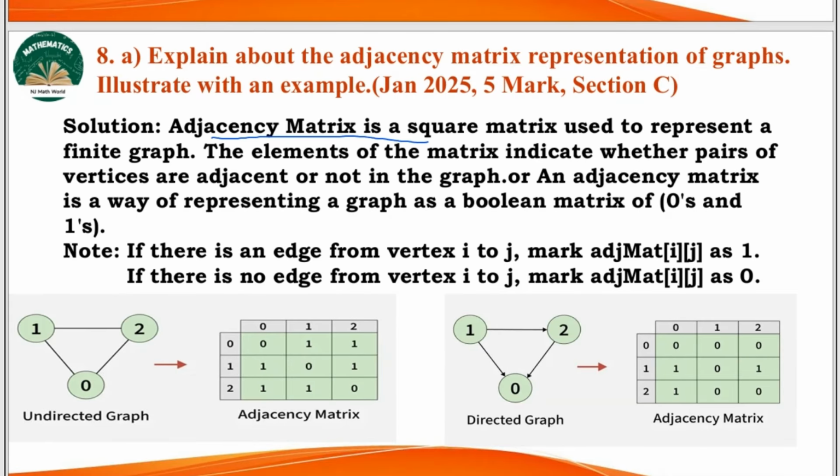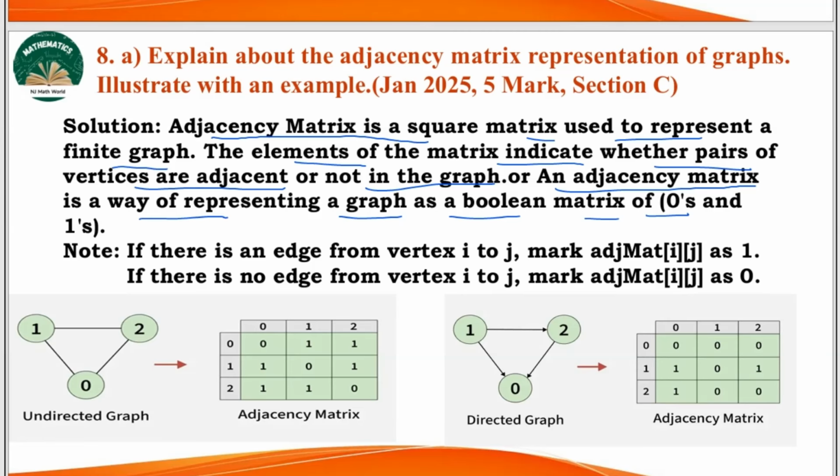Adjacency matrix is a square matrix used to represent a finite graph. The elements of the matrix indicate whether a pair of vertices are adjacent or not in the graph. Or the adjacency matrix is a way of representing a graph as a Boolean matrix, that is of zeros and ones. How to write the value? If there is an edge from vertex i to j, mark adjacency matrix ij as 1. If there is no edge between the vertices i to j, mark adjacency matrix ij as 0.